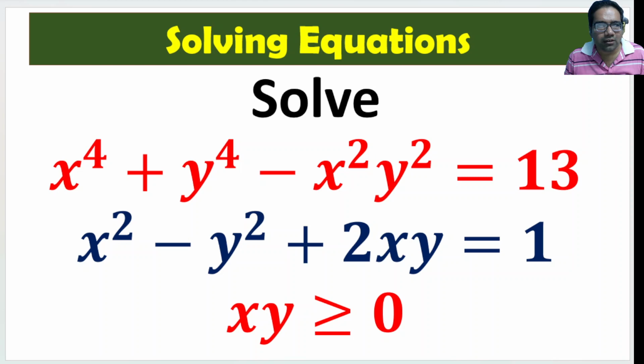Right. Now we can see x^4 + y^4 and x^2y^2. Here also x^2y^2. So probably x^4 + y^4 we can write in terms of x^2y^2 also: (x^2 + y^2)^2 minus some x^2y^2. So basically we can convert this equation in terms of x^2y^2, and probably be able to use the second equation and substitute in the first equation.